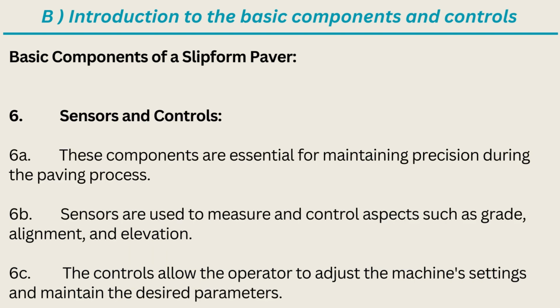6. Sensors and controls. 6a. These components are essential for maintaining precision during the paving process. 6b. Sensors are used to measure and control aspects such as grade, alignment, and elevation. 6c. The controls allow the operator to adjust the machine settings and maintain the desired parameters.